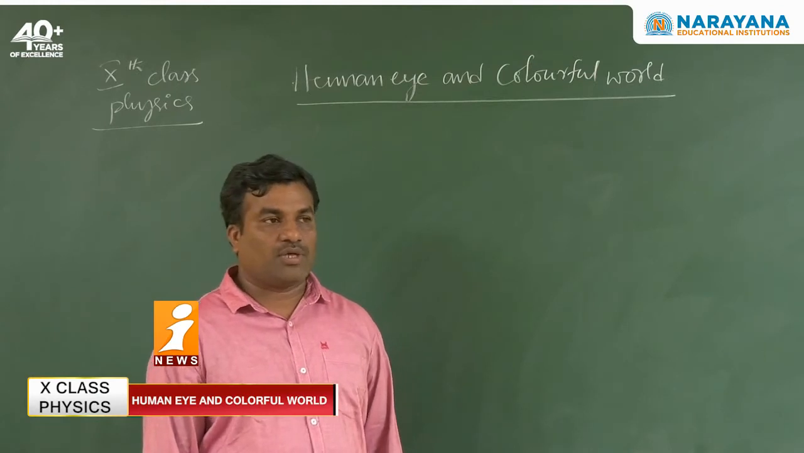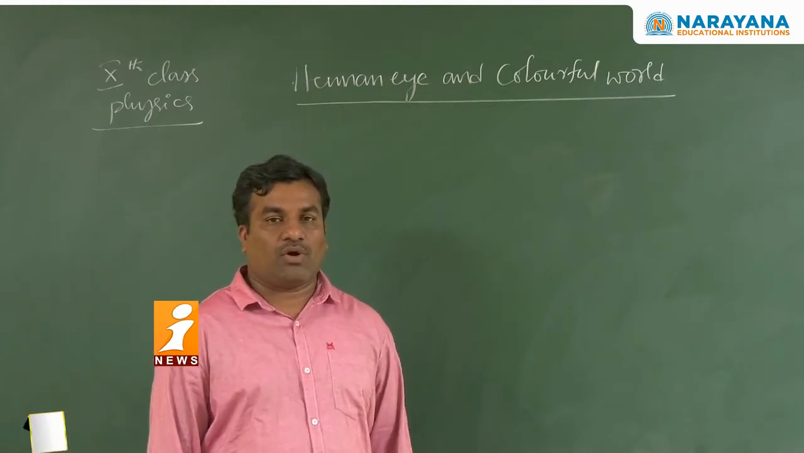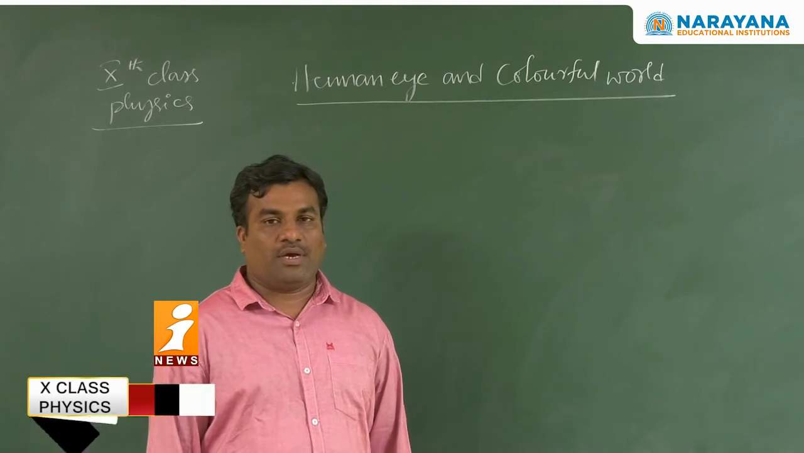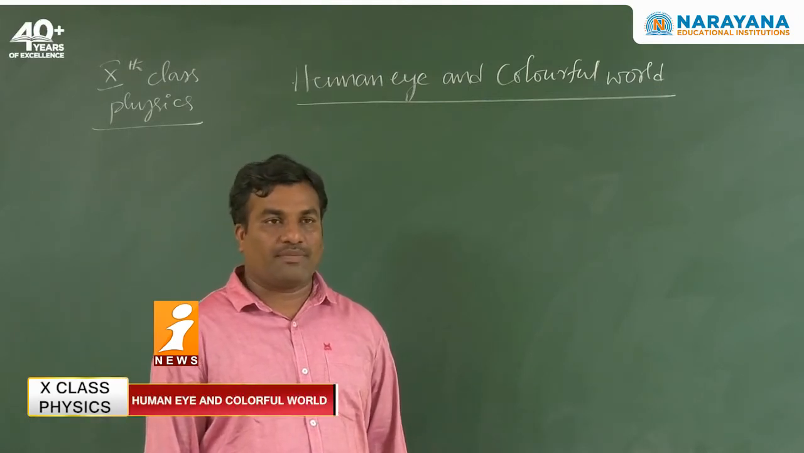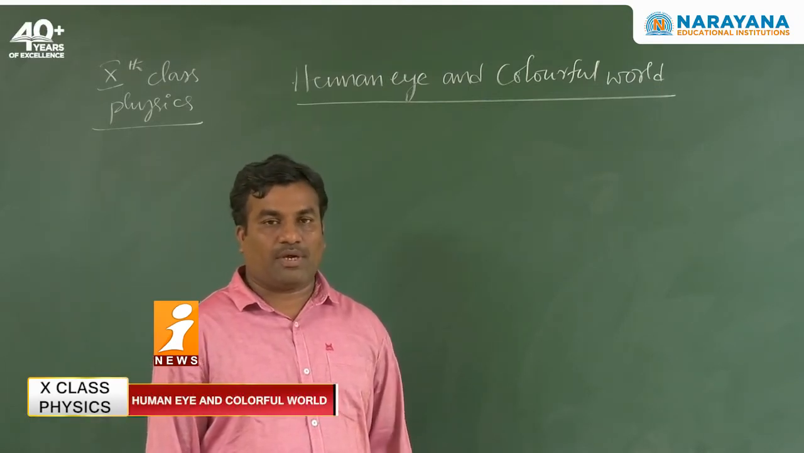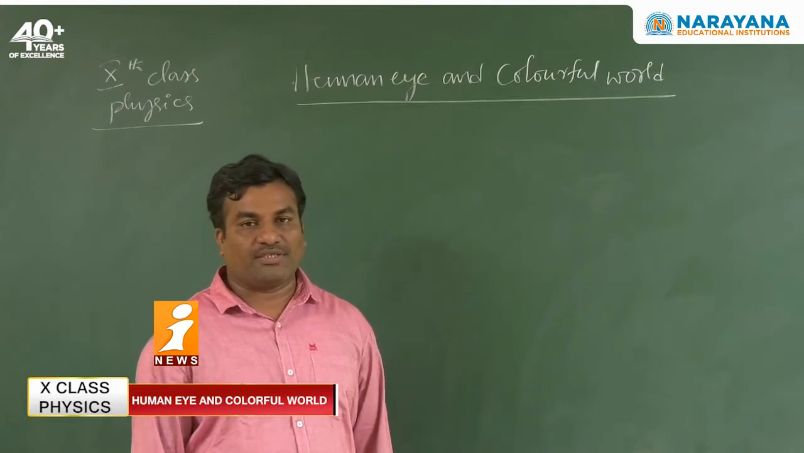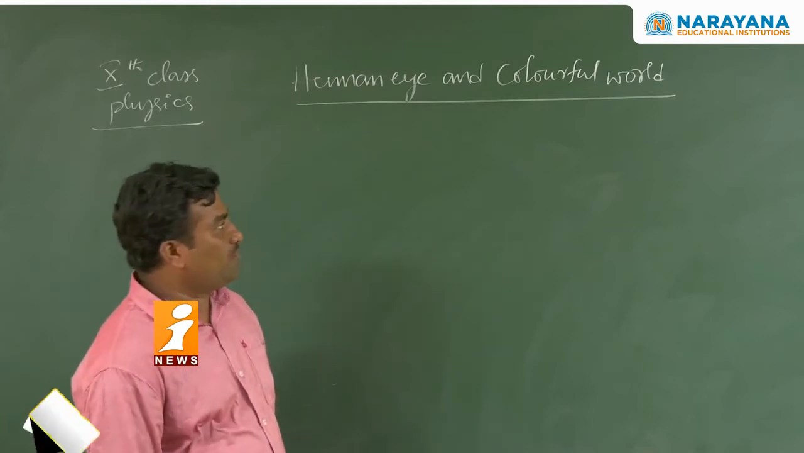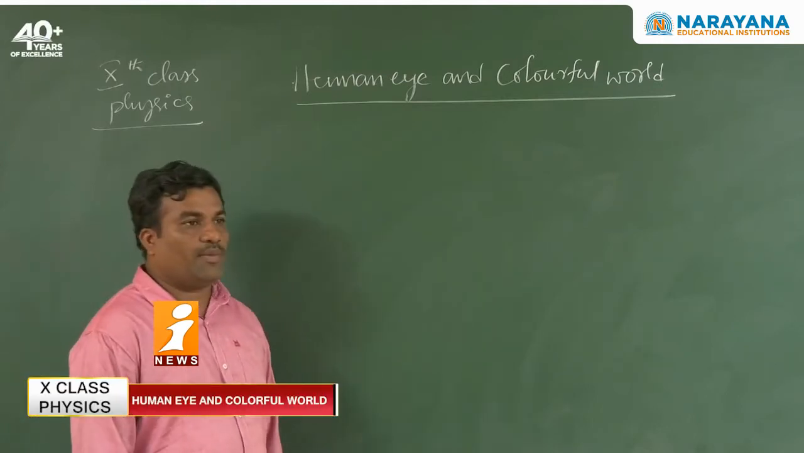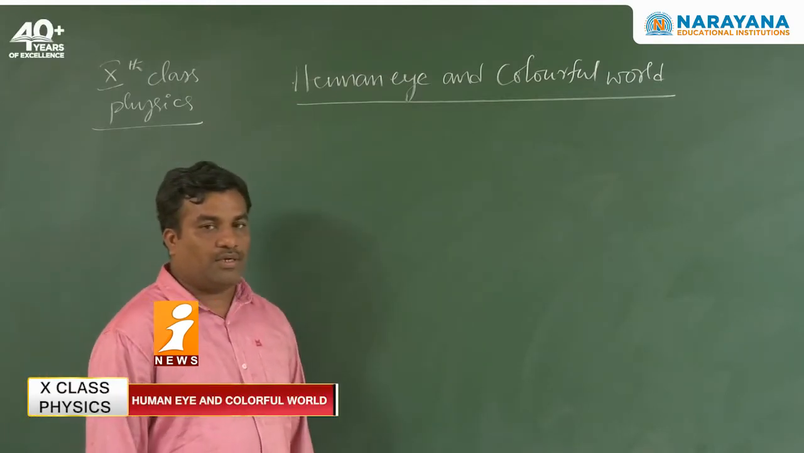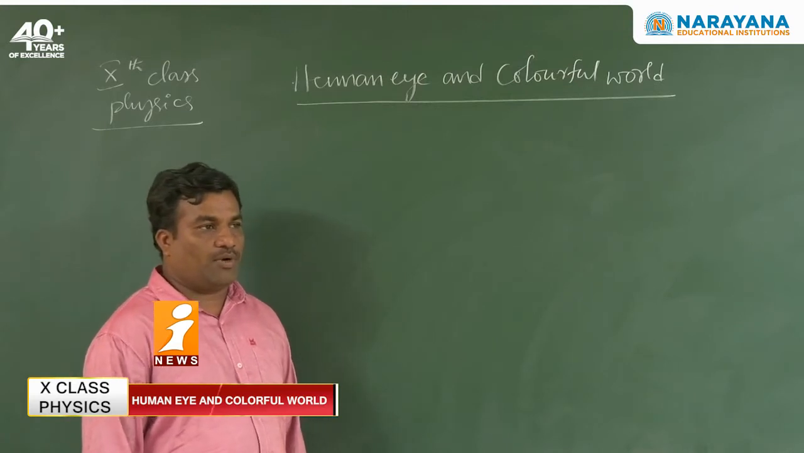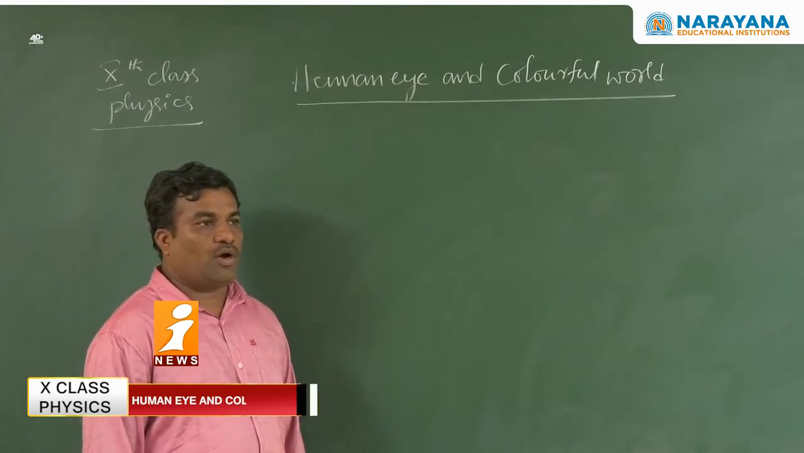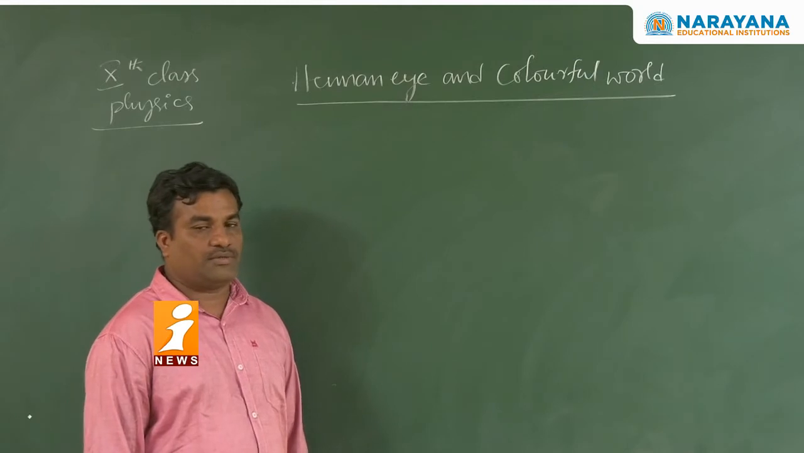Next we discuss the working of the eye lens, and how many types of components are there inside the eye. First of all, we are looking at the human eye. Now, first we discuss the components.